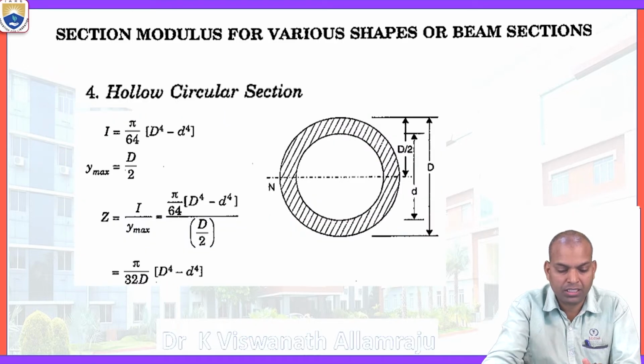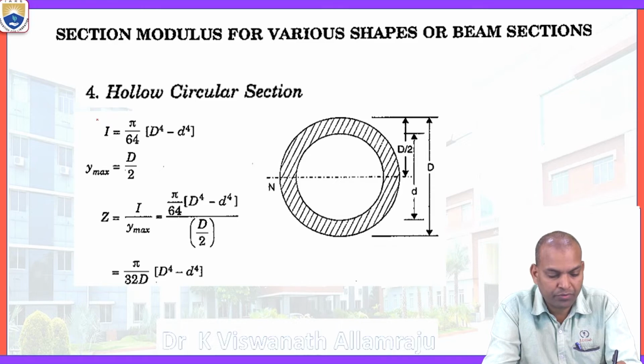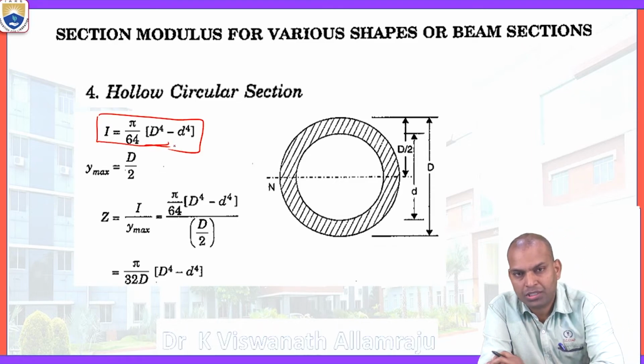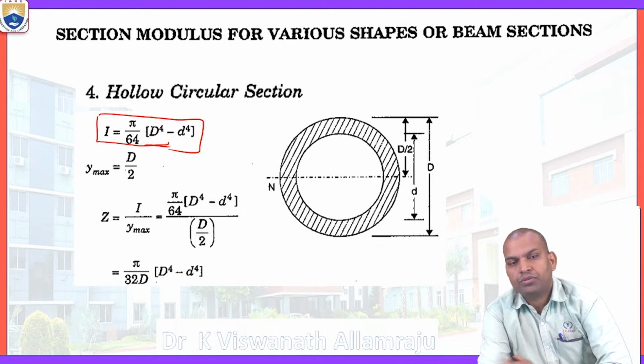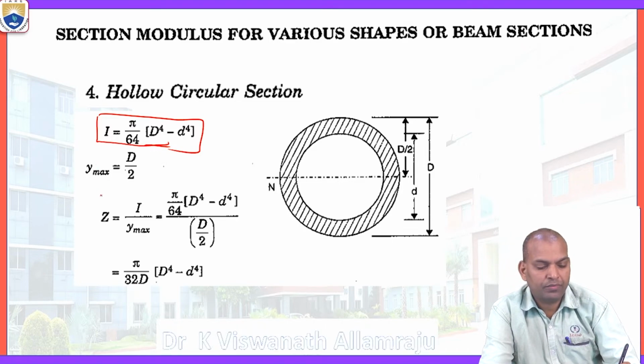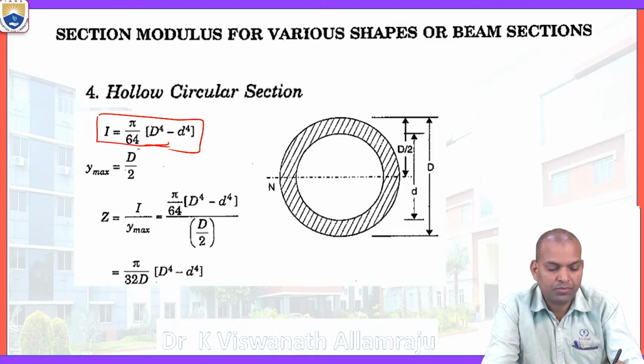For hollow circular section, pi into capital D power 4 minus small d power 4 by 64, that is the I value, the area moment of inertia, capital I equal to pi by 64 times capital D power 4 minus small d power 4. And what about y maximum? That is equal to capital D by 2. Substitute in this I and y maximum, Z equal to I by y max.